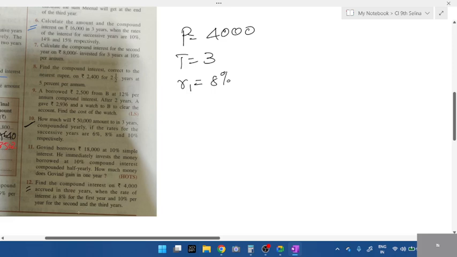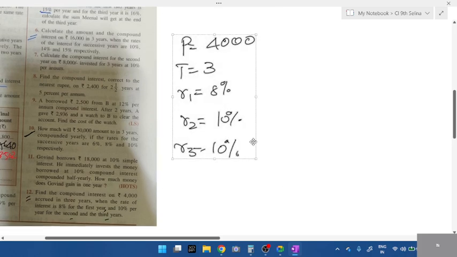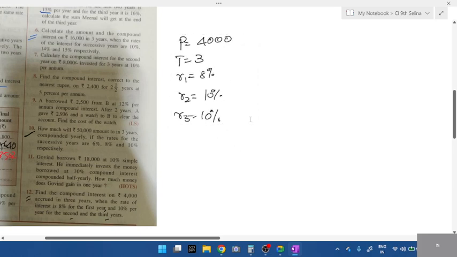8% for which year? 8% for and 10% for. So what can we take R2 and R3 as? R3 as 10%. This is the logic, students. All the students can solve using the formula method or directly year by year, but only a few students can judge it. You should know how to judge.